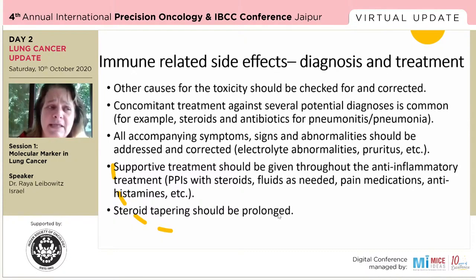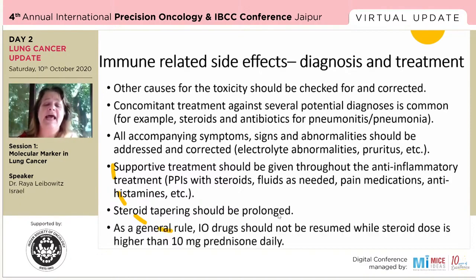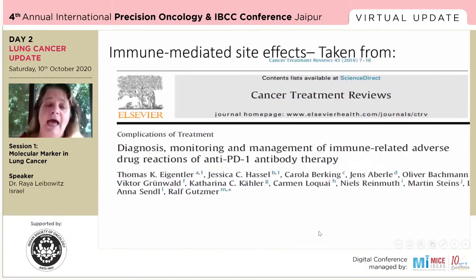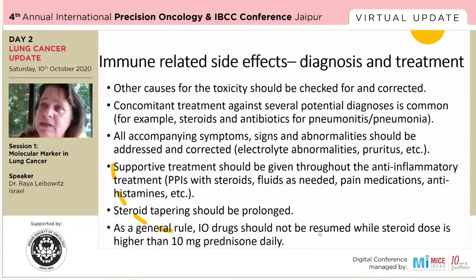When I discuss tapering with my patients, I tell them, if you go down to the next level, say from 40 prednisone to 20, and the toxicity resumes, please go back on your own to the previous dose of steroids, and of course let me know. So really, it's a little bit of a fine-tuning thing. And as a general rule, we do not resume immune-oncology drugs when the dose of prednisone is more than 10 milligrams per kilogram. I do resume when the dose is 10 milligrams, not 10 milligrams per kilogram. When the flat dose is 10 milligrams, we do resume.